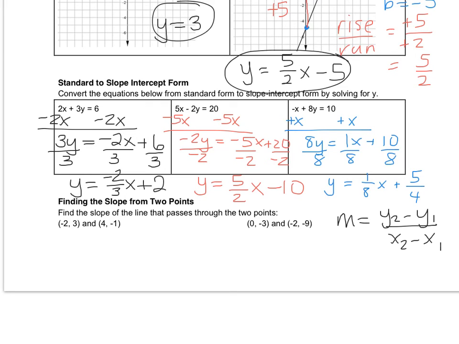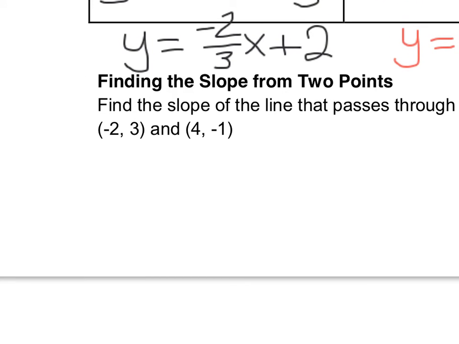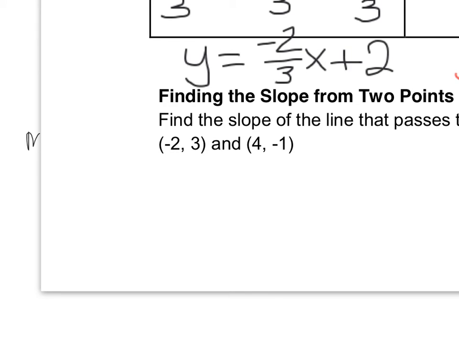So what I'm going to do first is I'm going to label my points. I'm going to label these points here. Okay? So remember, I have this formula. I'll rewrite it right here. M equals y2 minus y1 over x2 minus x1. And I'm going to label these. So I'm going to say this is x1, y1, because it's the x coordinate and the y coordinate of the first point, and this is x2, y2. So the x coordinate and the y coordinate of my second point.